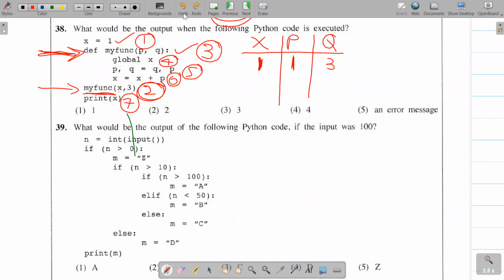Then this says global x. What do you mean by that? Global x means it says to the program, it says to the function, there is an x outside your scope.